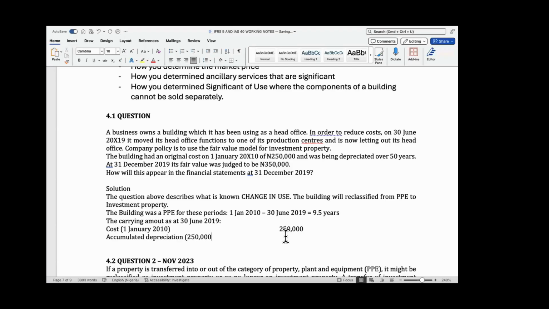What's the useful life of the building? 50 years. So 250,000 over 50 times how many years up to June? 9.5 years. Yes. So it is 47,500.